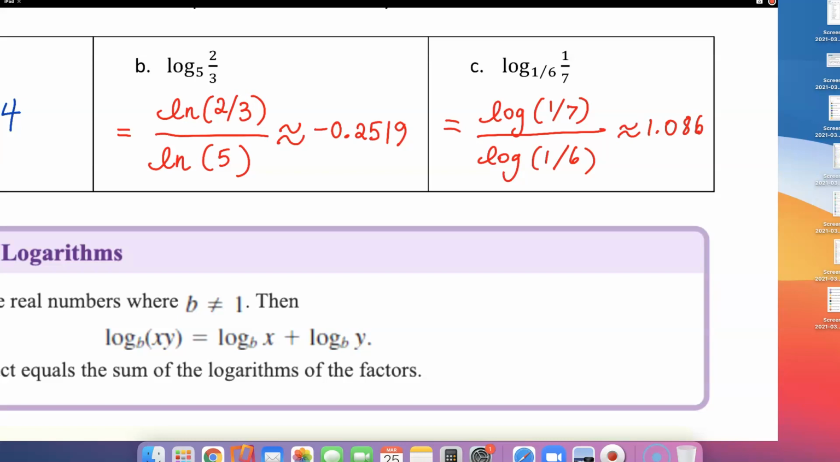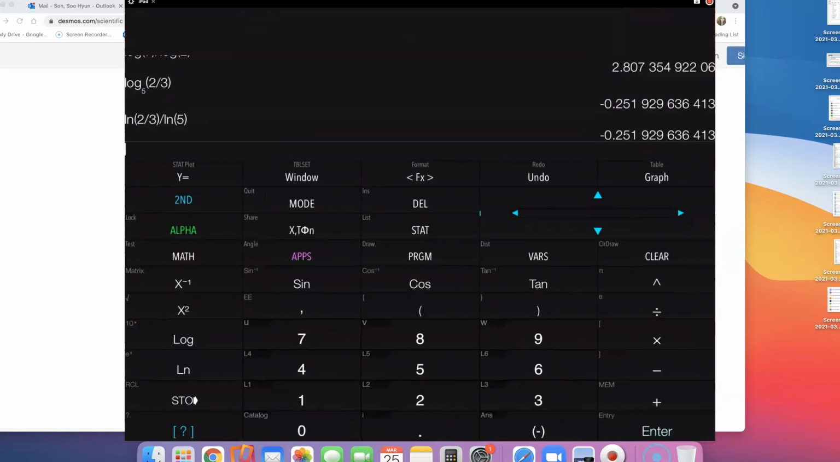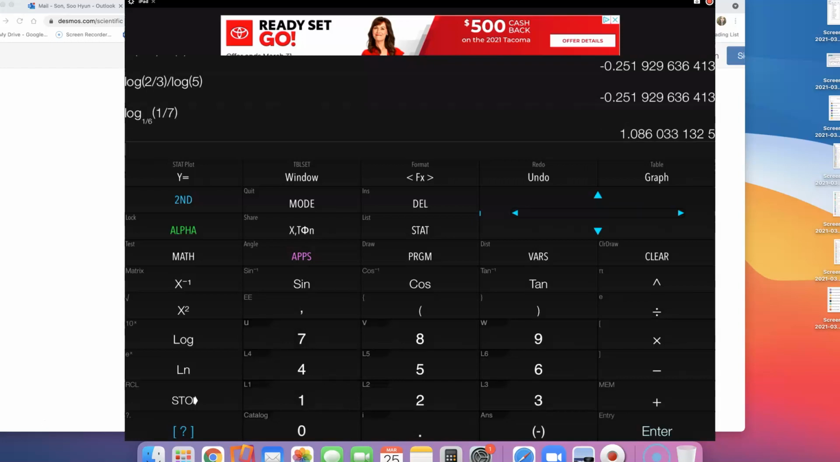So let me check the very last one, and I will stop the recording for this part. So I'm going back to my calculator. Math, log base. The base was 1/6. The argument was, oh, whoopsie, I think I hit something wrong. 1/6. And the argument was 1/7. And it comes out to be 1.086. So that was correct.